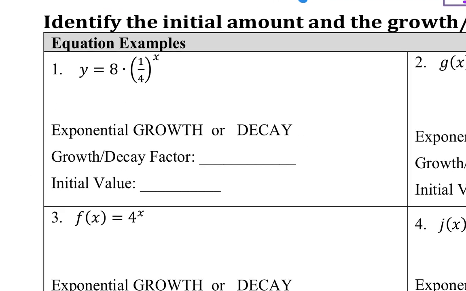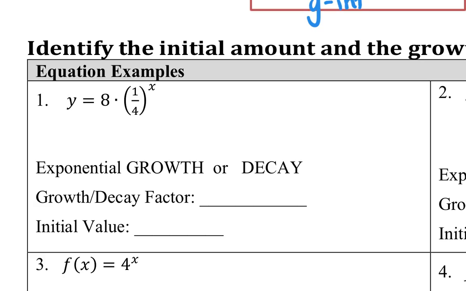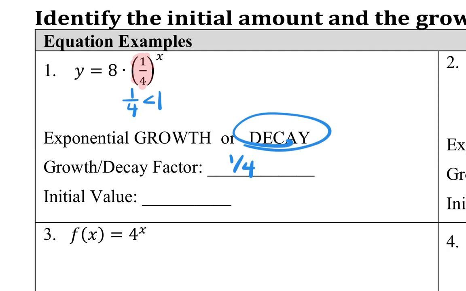With the first one, you're going to highlight the number, always a number inside the parentheses. This is the one that determines if it's going to be growth or decay. 1/4, is that greater than 1 or less than 1? Less than 1. So 1/4 is less than 1, so is that growth or decay? That should be decay. The factor, again, is the 1/4. It's whatever's in that parentheses. All right, the initial value, what's our initial value? Our initial value is 8. It's just the number in front. This is your initial value.